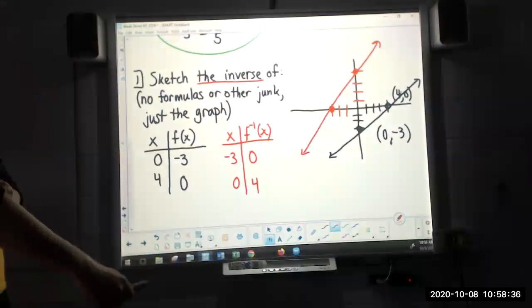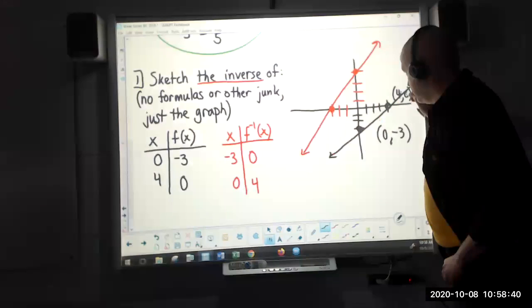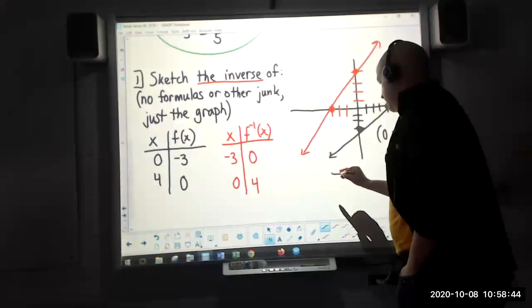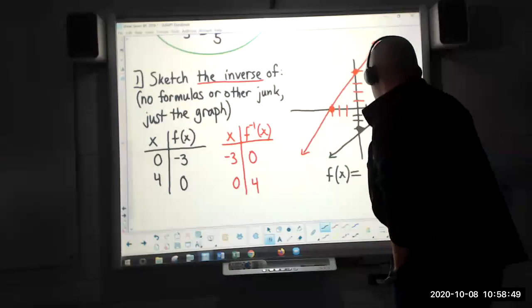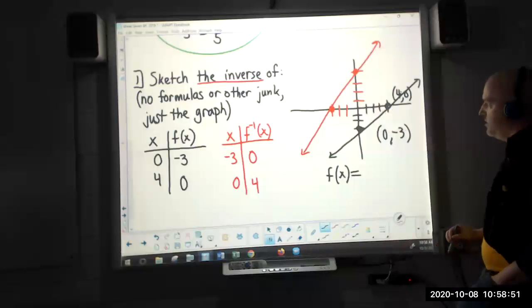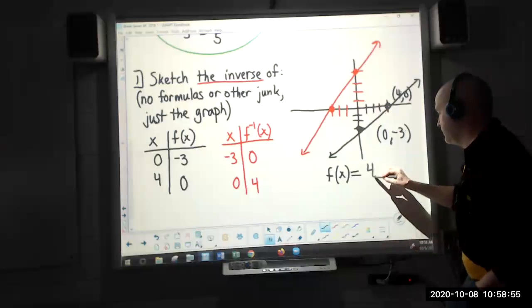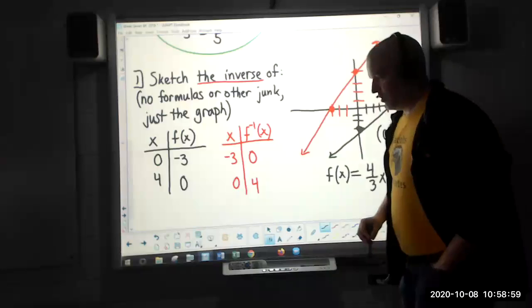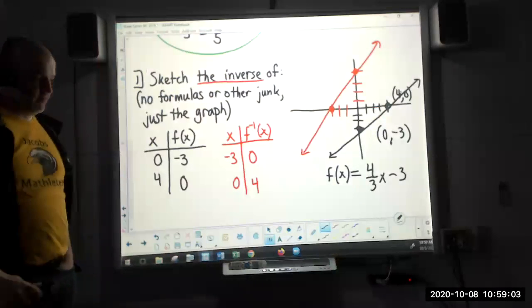We can look at the same kind of thing here algebraically. So graph, table, algebra. It would be fair to say that f of x is the function that is a line that has a y-intercept of -3 and a slope that is up 4 and right 3. So I'm just going to write this in slope-intercept form, even though I normally do not. All right, I got that from the graph.